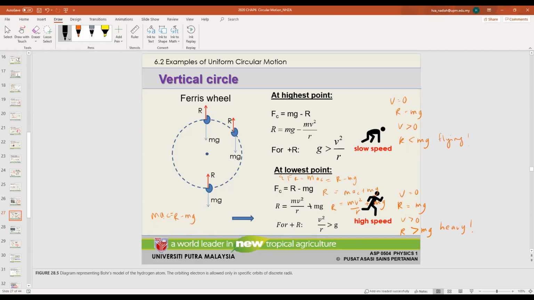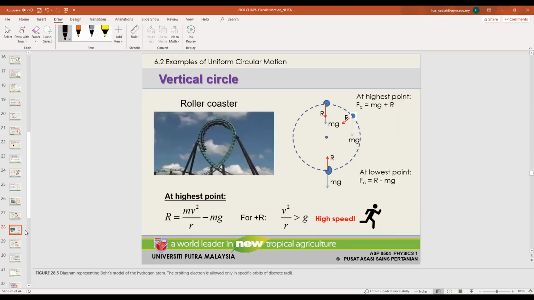Okay. So everyone's okay with this example. Let's move on to the roller coaster. Okay. Tadi Ferris wheel, kita punya R was always upright. Now our R is bertukar-tukar, berubah. It changes with the motion.